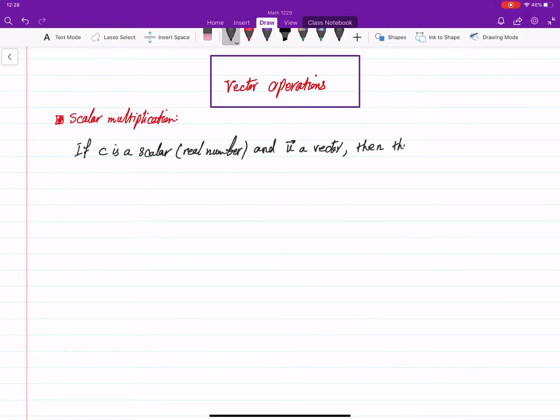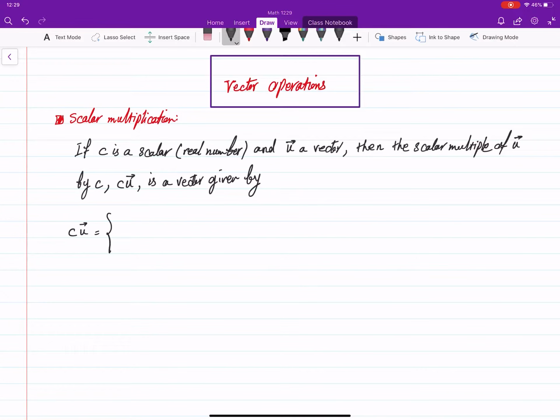Then the scalar multiple of U by C, we denote it by CU, is a vector given by, well, if U is a two-dimensional vector, so if U is something like U1, U2, what we do is that we multiply C to the first component, C to the second component.